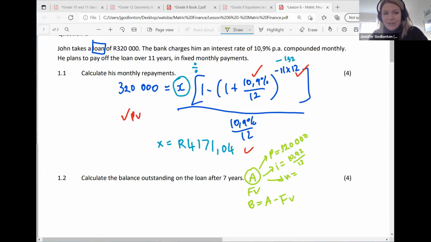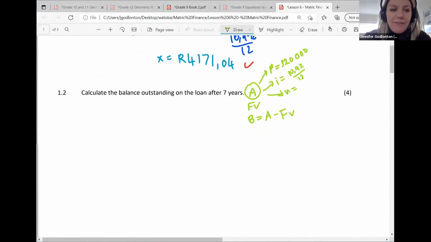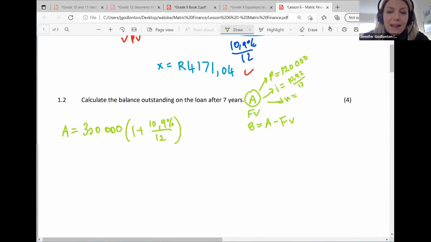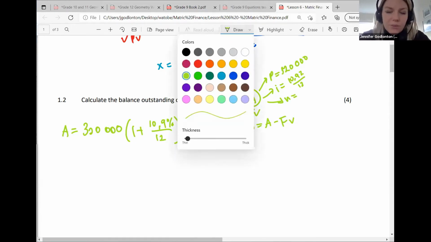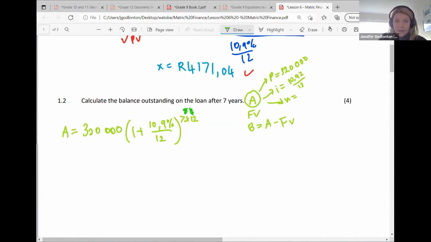Okay, let's get going. Let's just do this step by step. I'm going to show you exactly where your marks are worth. So let's go. First step, we're looking at your A value. So A, our P is 320,000, 1 plus our interest rate, which is 10.9% compounded monthly. And our N value is 7 years, but I'm making 12 payments each year. So I could write that as 7 times 12, or if you wanted to, you could just work that out and say that that would be 84. Okay, so that's what your A would look like.